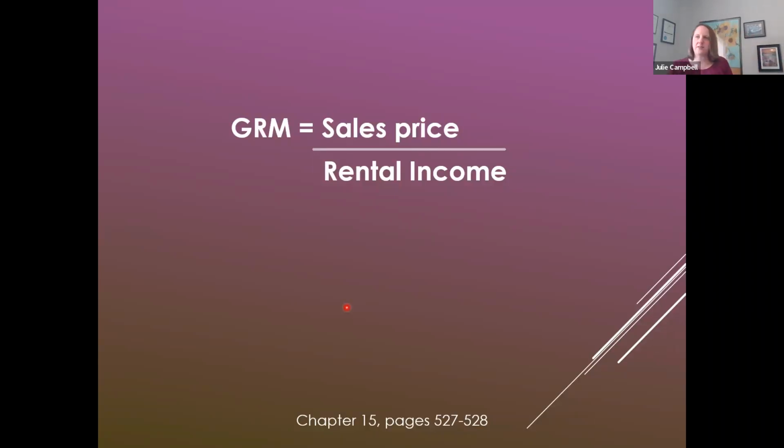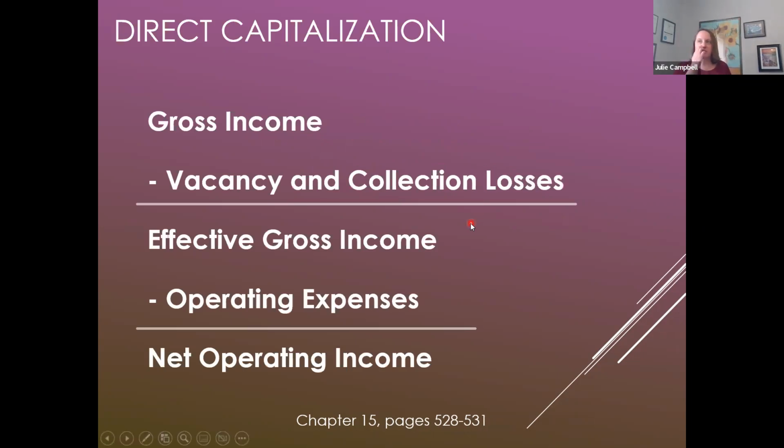So back to, that was a little sidestep. So back to our income capitalization approach, also known as our direct capitalization. We need to be able to help our investors determine their net operating income. Once we determine the net operating income, we can help them determine the value. But first, we have to find the net operating income.